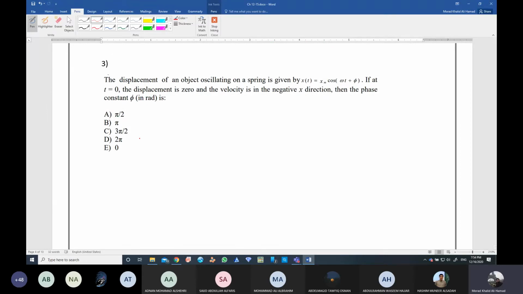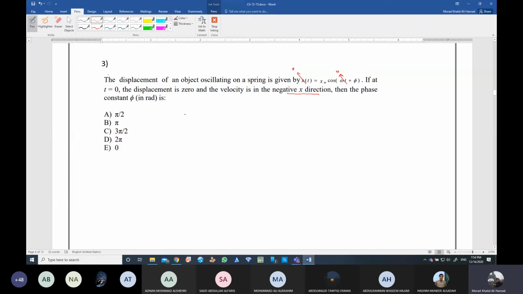We have here the displacement of an object oscillating on a spring given by this equation: x of t is equal to xm cosine of omega t plus phi. Now, if at t equals 0, which means just substitute 0 here, the displacement is 0 and the velocity is in the negative direction, then what is the phase constant phi?